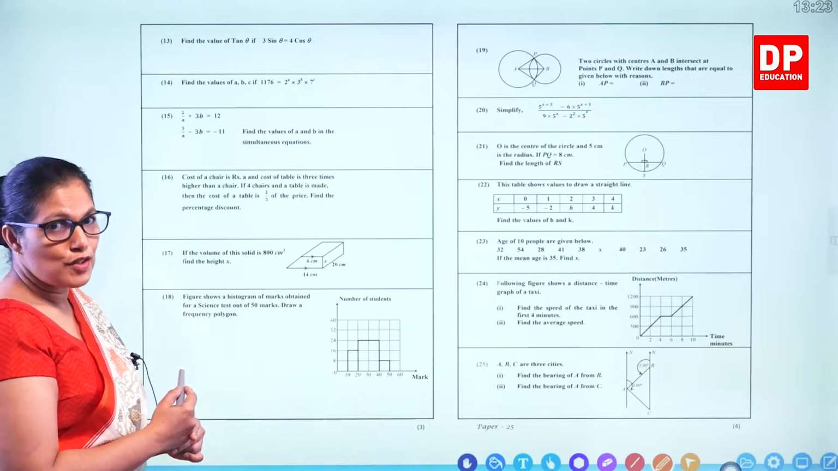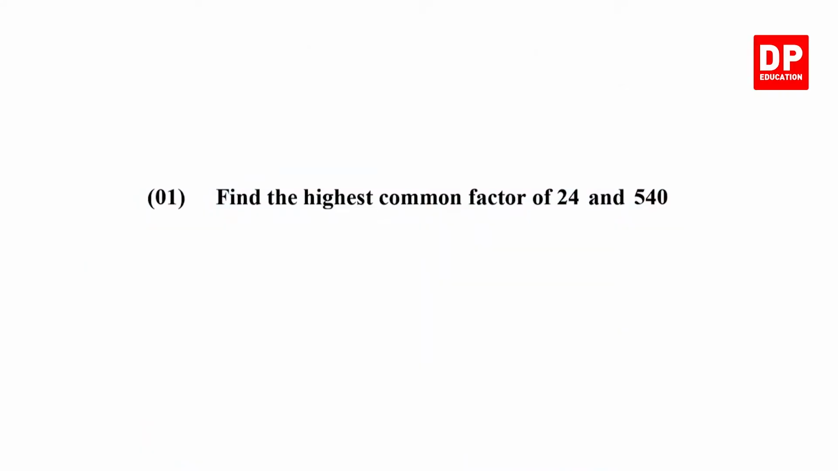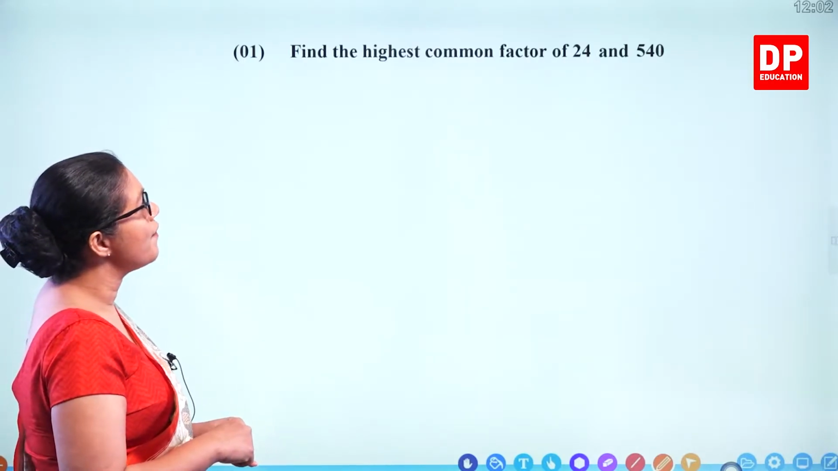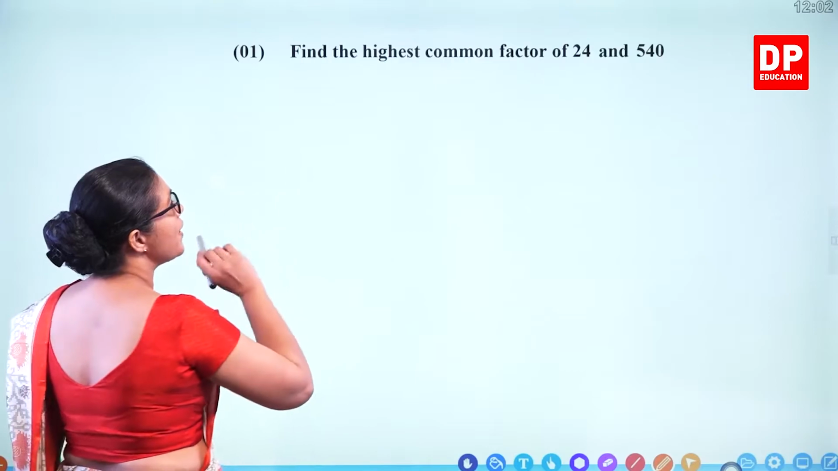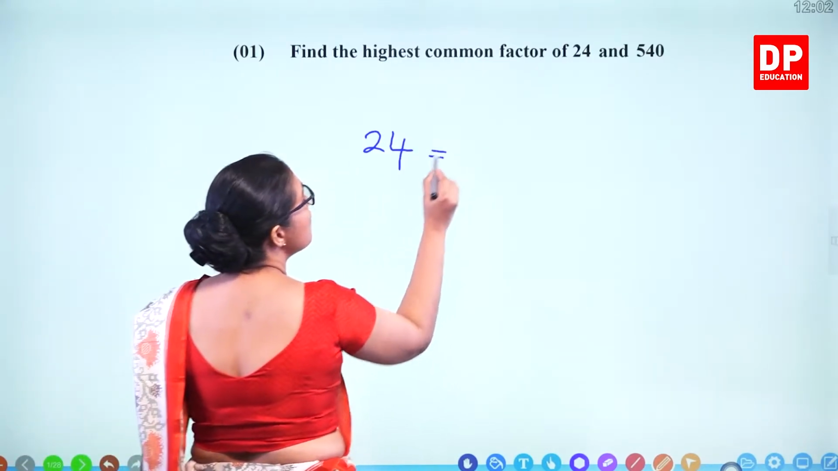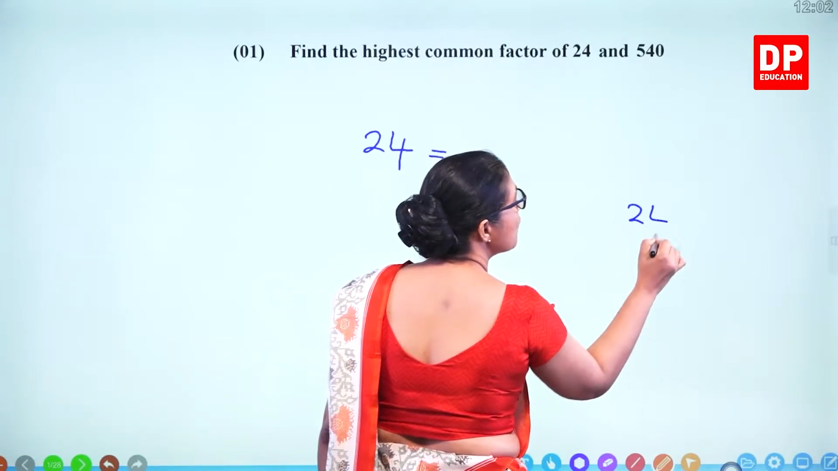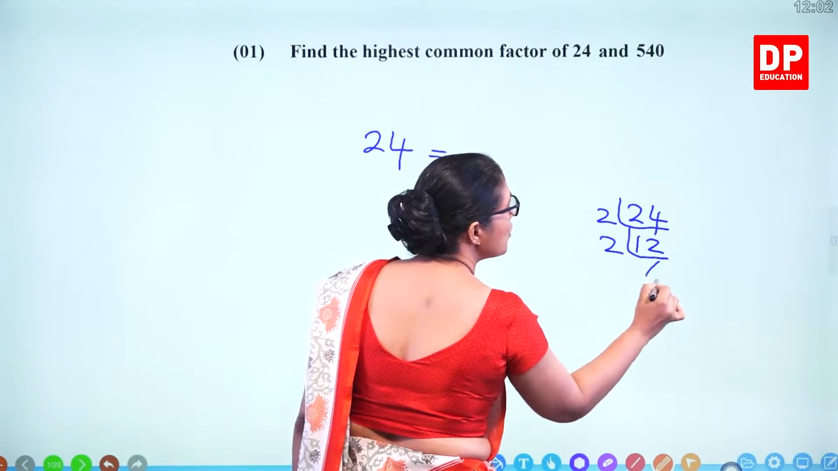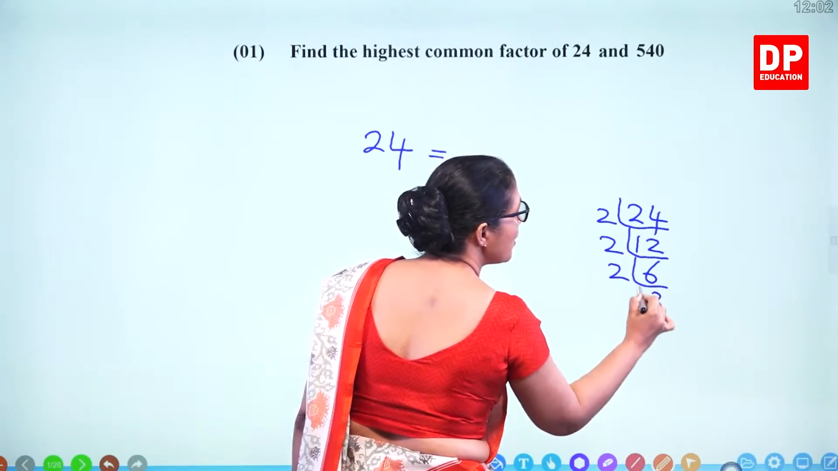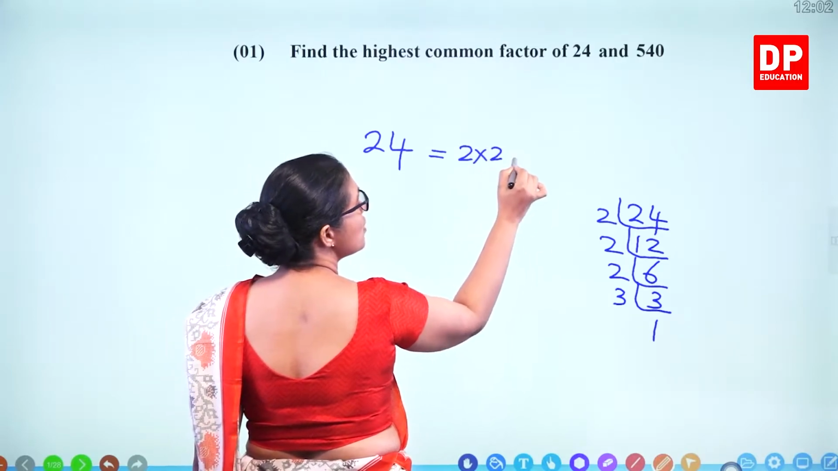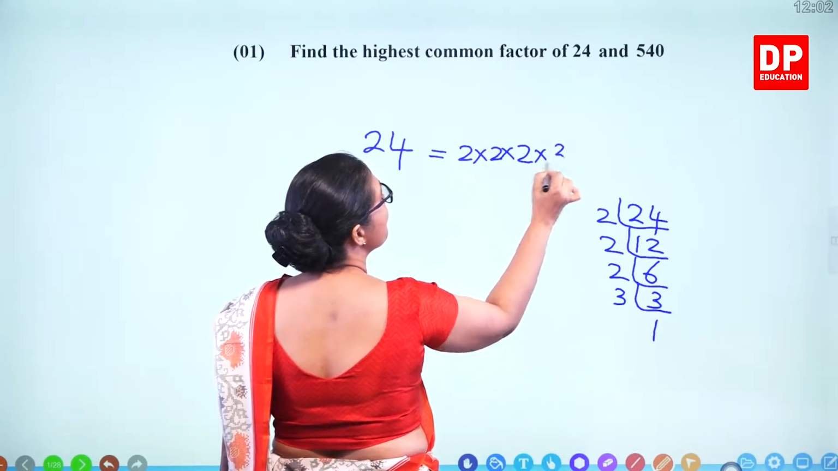Let's do this paper. Question number 1. Find the highest common factor of 24 and 540. To find the highest common factor, we can write down the factors separately. 24, what are the factors? Divide by 2, divide by 2, divide by 2 again, and 3. So here, 2 times 2 times 2 times 3.